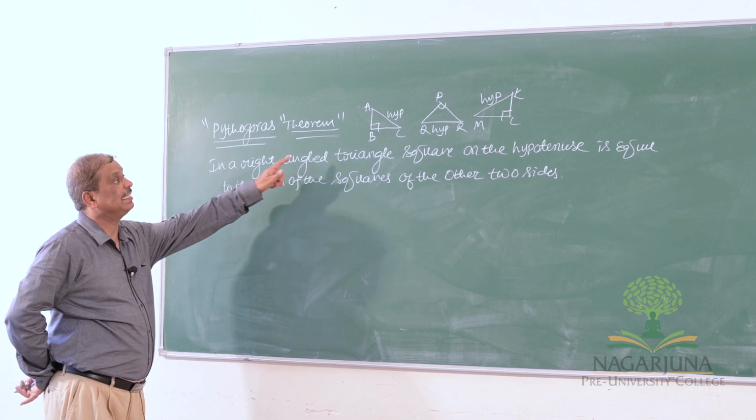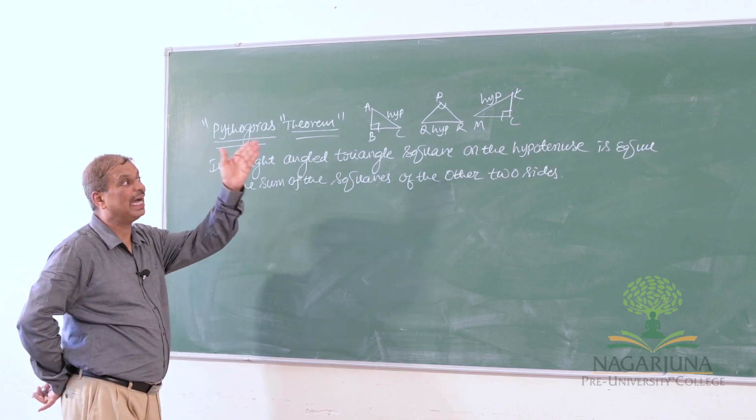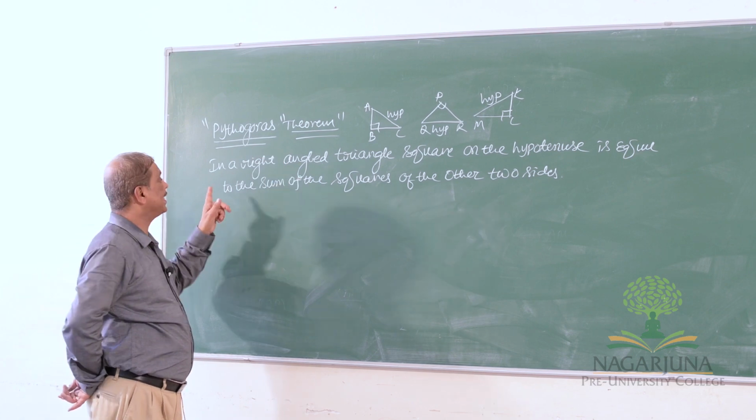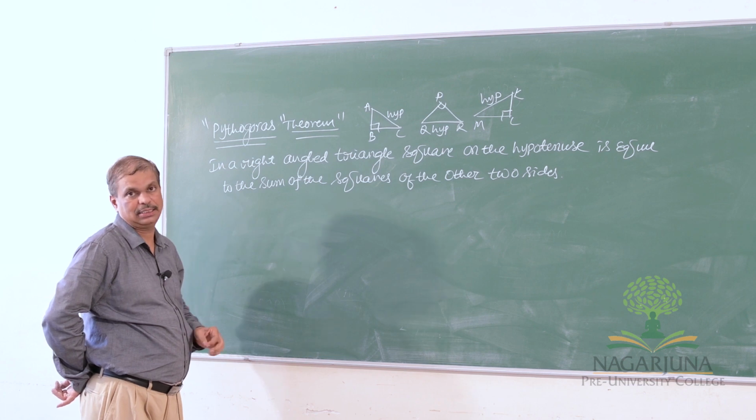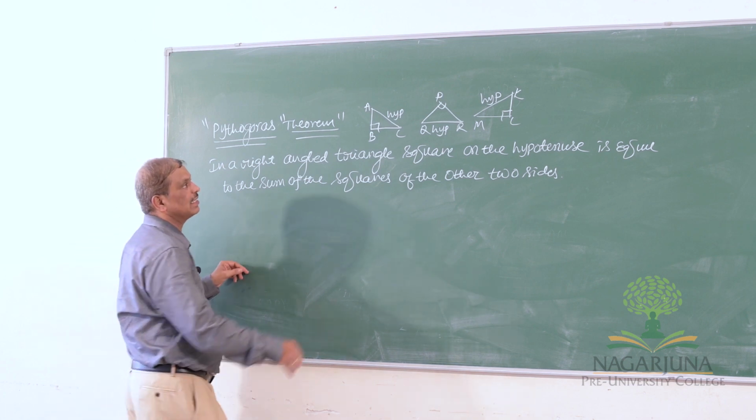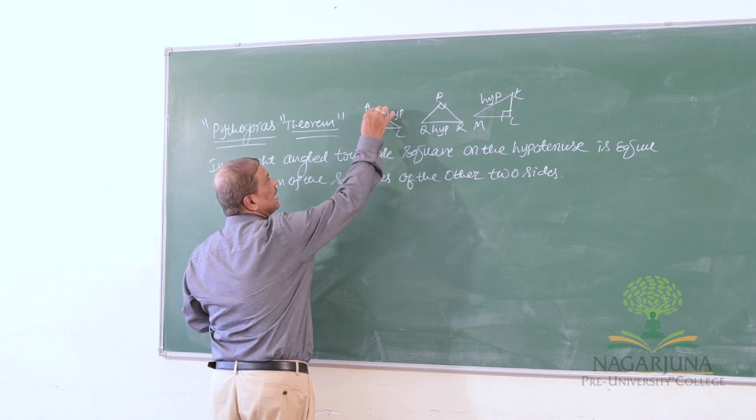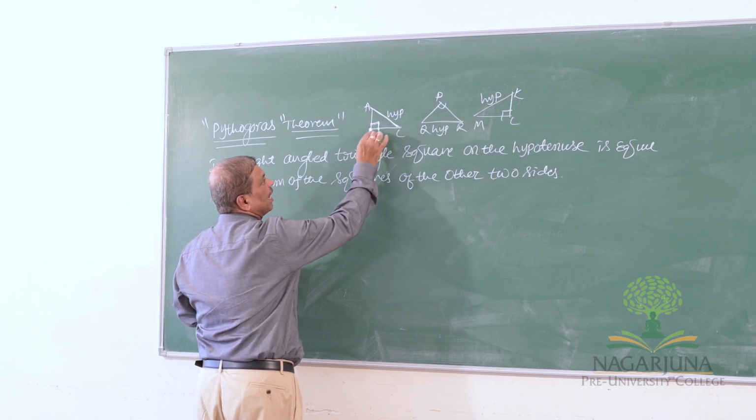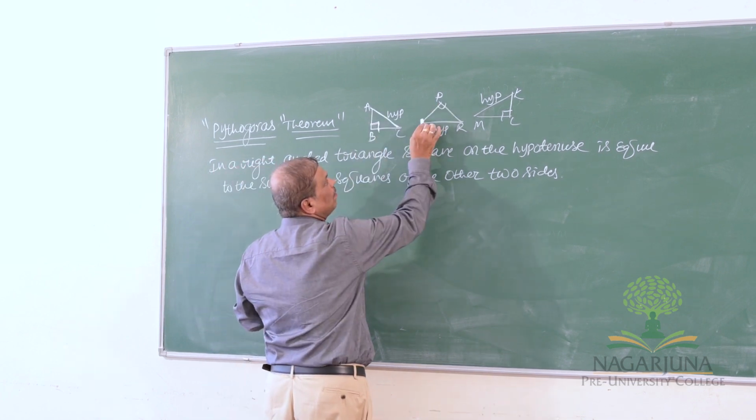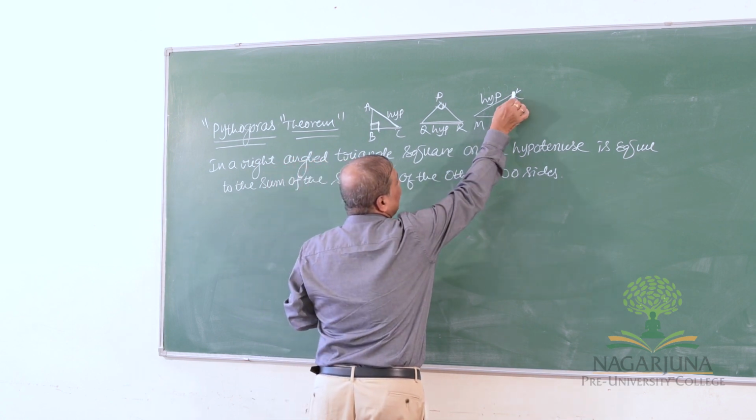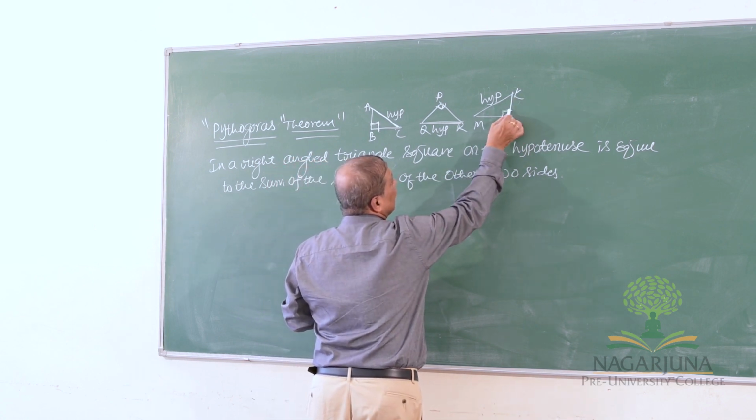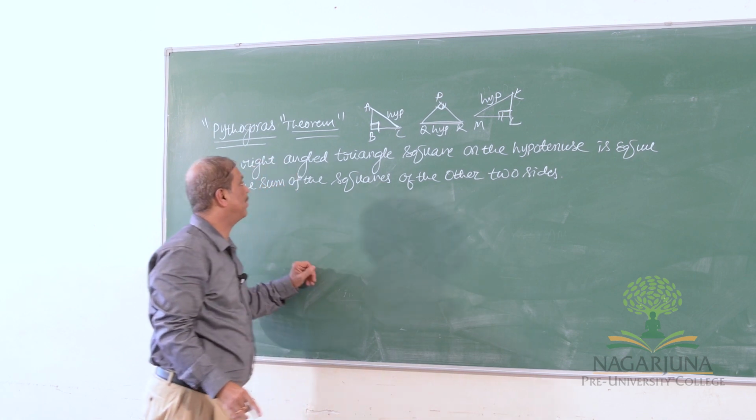In a right angle triangle, the square of the hypotenuse is equal to the sum of the squares of the other two sides. Now, what is that hypotenuse? Here B is 90, AC is the hypotenuse in triangle ABC. In triangle PQR, P is 90, hypotenuse is QR. In triangle KLM, L is 90 and KM is the hypotenuse.